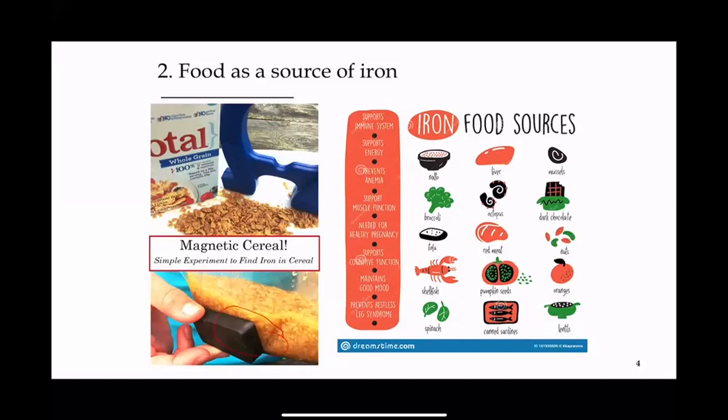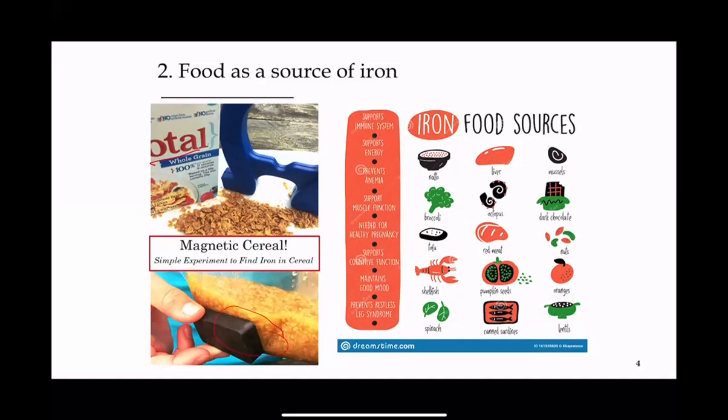You can't see it there, but you get a significant amount of iron. And so it's quite nice. Total cereal is one of those that have a very high abundance of it. So anytime you see a cereal that says 60% or more of the daily serving of iron, that's going to have a lot of iron. And you can actually do this type of experiment very nicely.